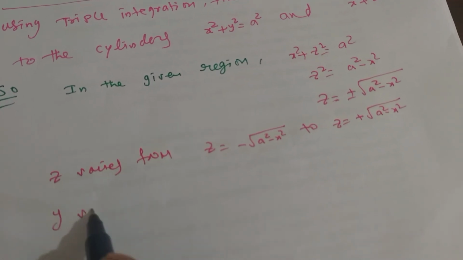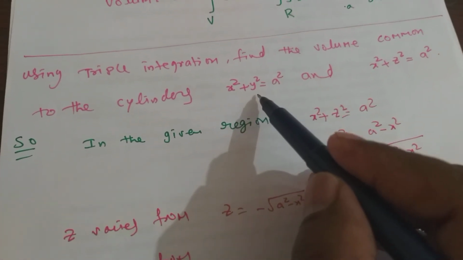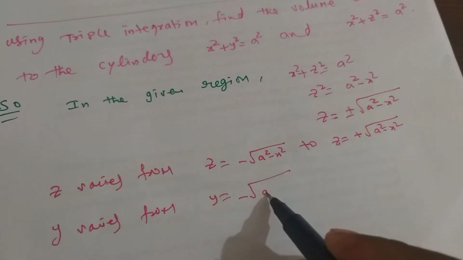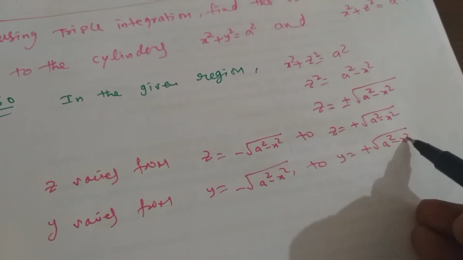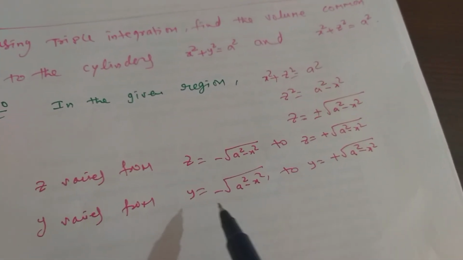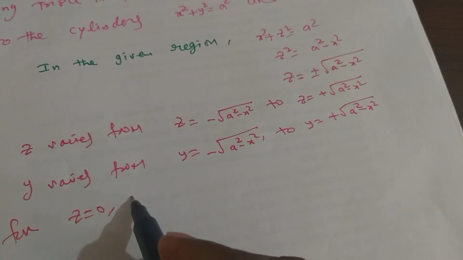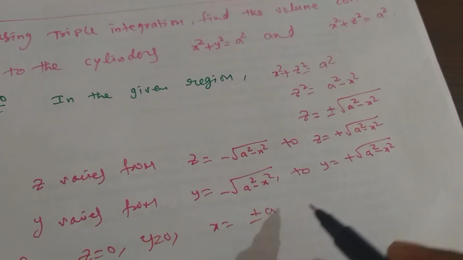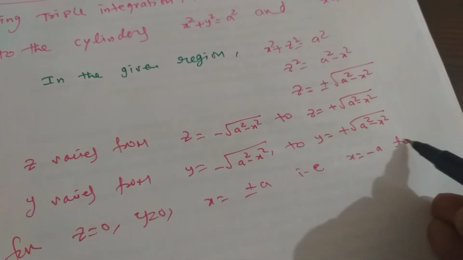And y varies, similarly, the cylinder is x square plus y square is equal to a square. From this, y equals minus root of a square minus x square to y equals plus root of a square minus x square, right? So these are the variable limits of y and z, and for z equal to 0 and y equal to 0, x varies from minus a to plus a.